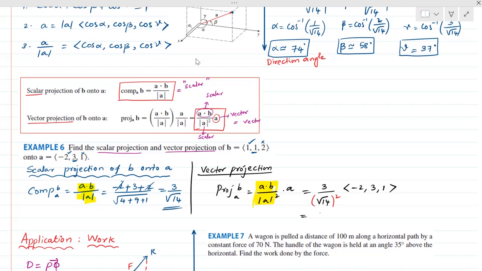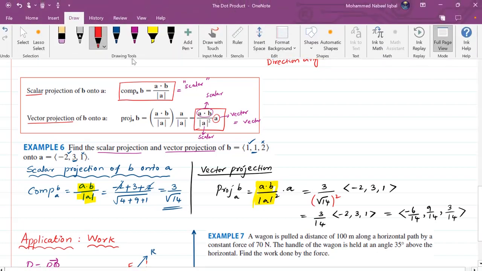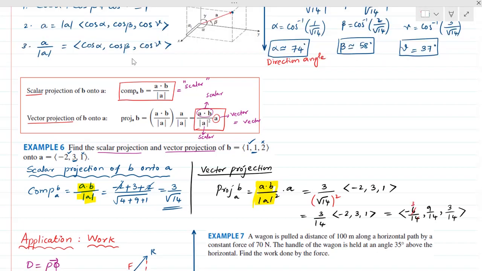So if you simplify, you will get 3 over 14. So minus 2 comma 3 comma 1. So this is a vector. If you multiply inside, you will get 6 minus 6 over 14 comma 9 over 14 and 3 over 14. If you simplify further, this is 3 over 7.